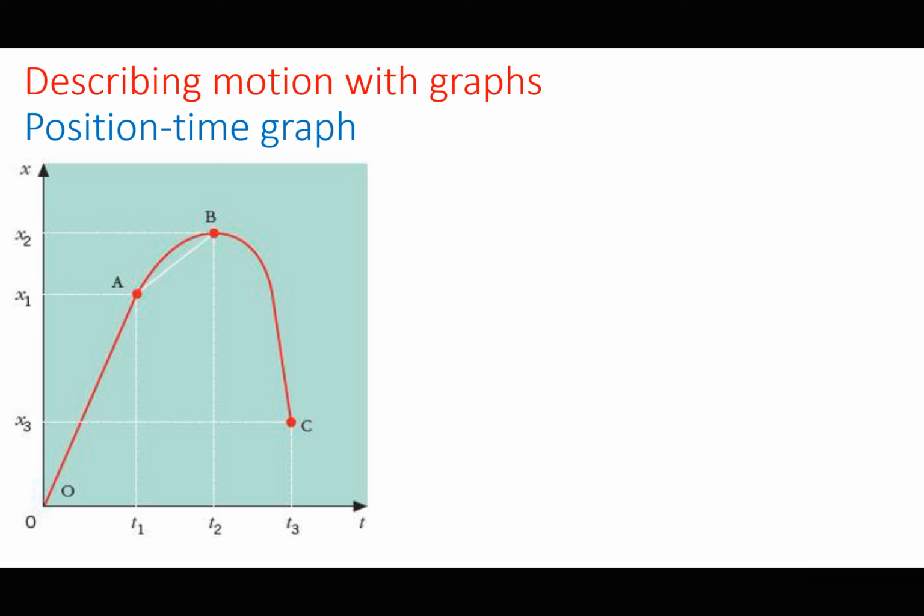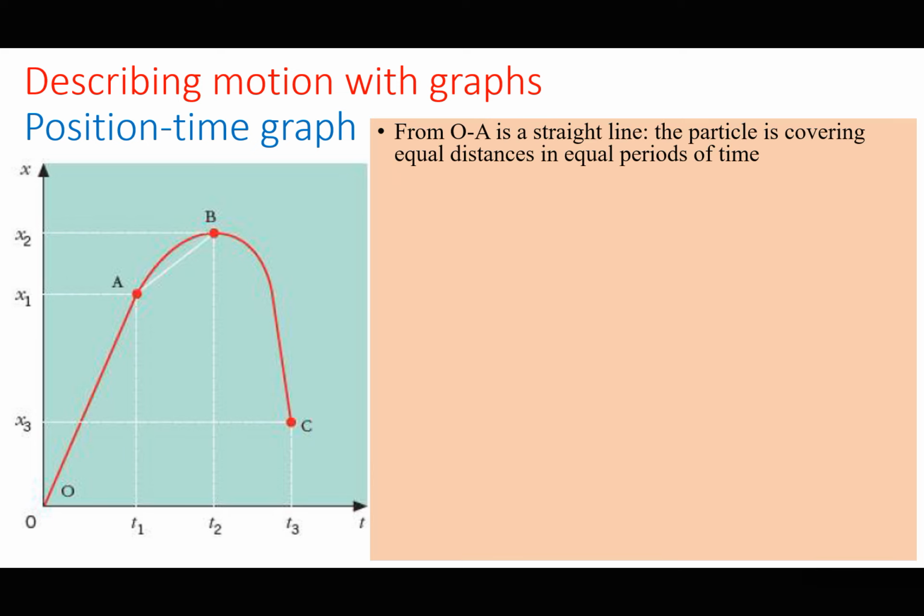So from O to A, what do we notice? From O to A, it is a straight line, which is from the origin. And if it is a straight line from the origin, it means in equal time intervals, the particle or the body is covering equal distances. And whenever the distance covered in equal times is the same, it means that the particle is moving with a uniform or constant speed, or constant velocity for that matter.